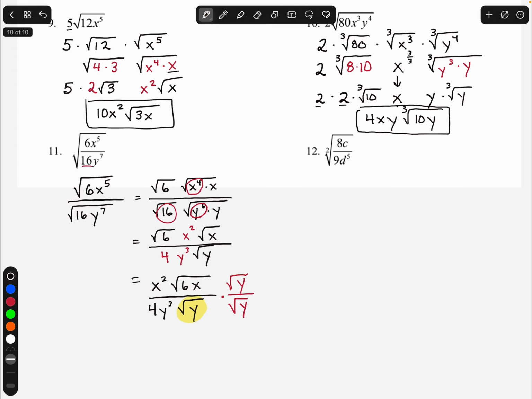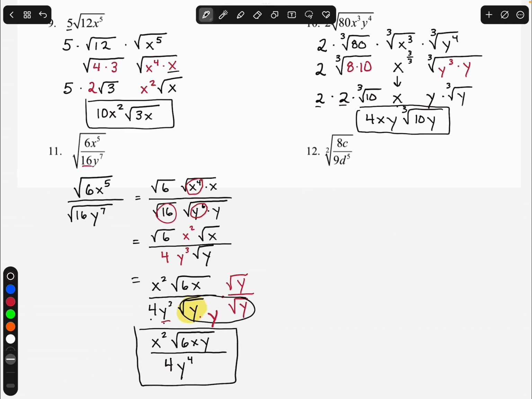So on the bottom, we now have, actually I'll start on the top. I have x squared times the square root of 6xy. On the bottom, right, we had a 4, we had a y to the third, but then when I multiply this times this, it's going to be the square root of y squared, which is just y. So this becomes just a y. So when I multiply it times my y to the third, I should get y to the fourth. So we have 4y to the fourth. This is our simplified answer: x squared times the square root of 6xy, all divided by 4y to the fourth.